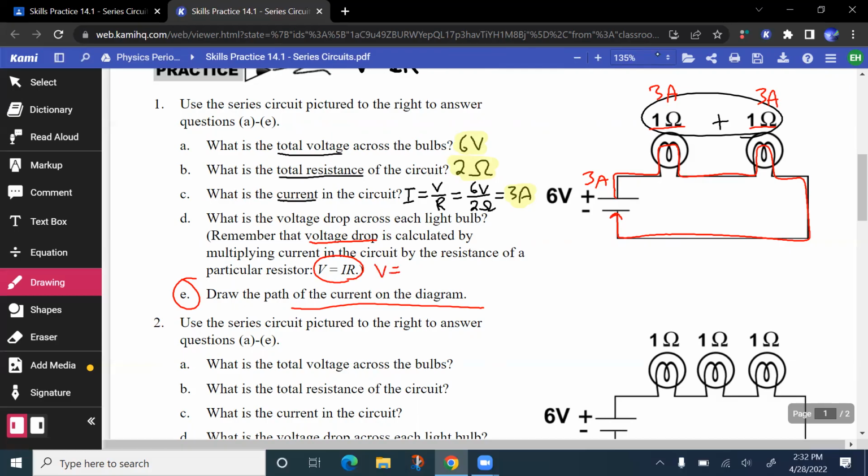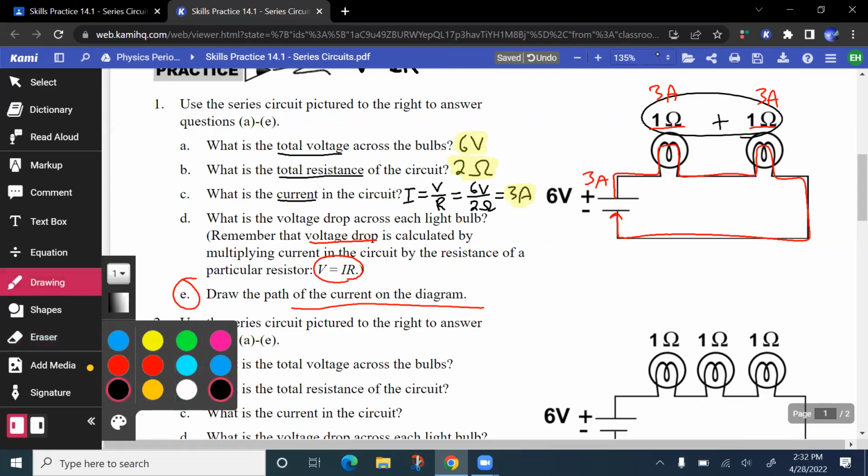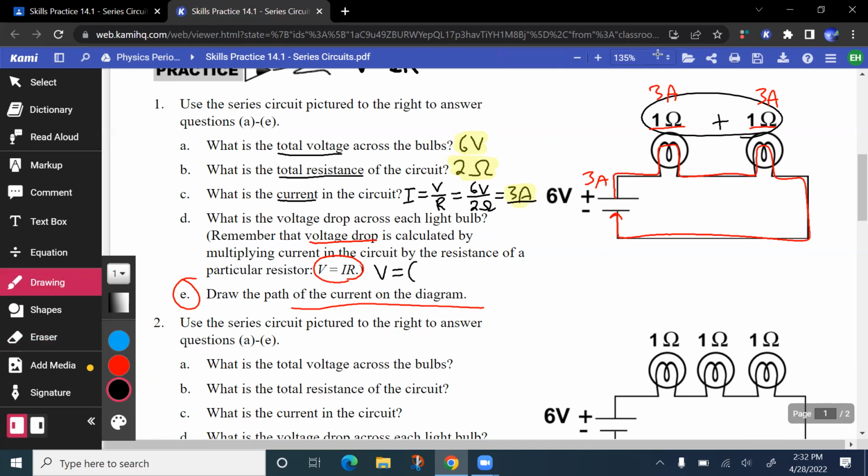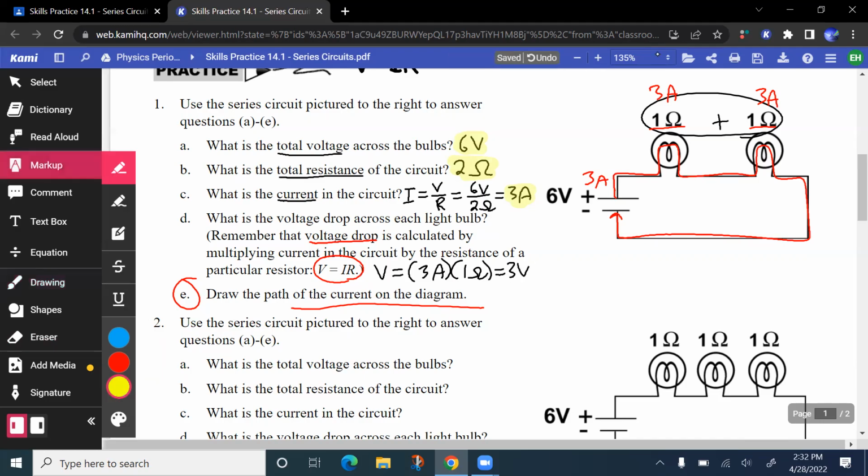The voltage drop across the resistor, V equals I, which is 3 amps, times 1 ohm. What that means is there's a 3 volt drop across each resistor.